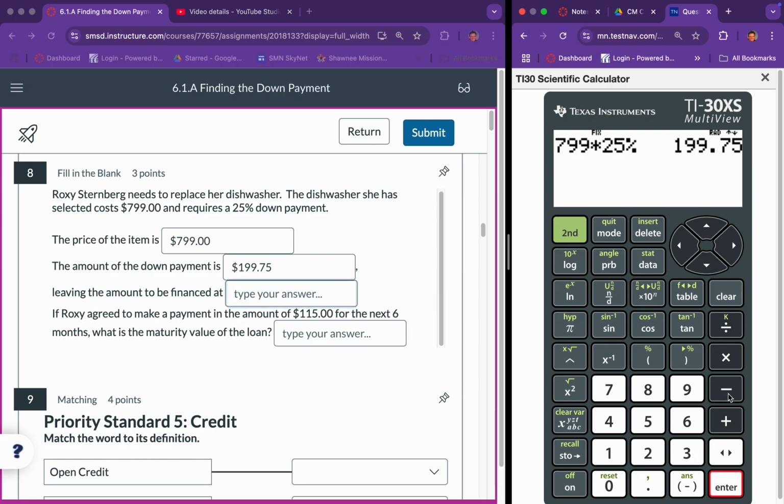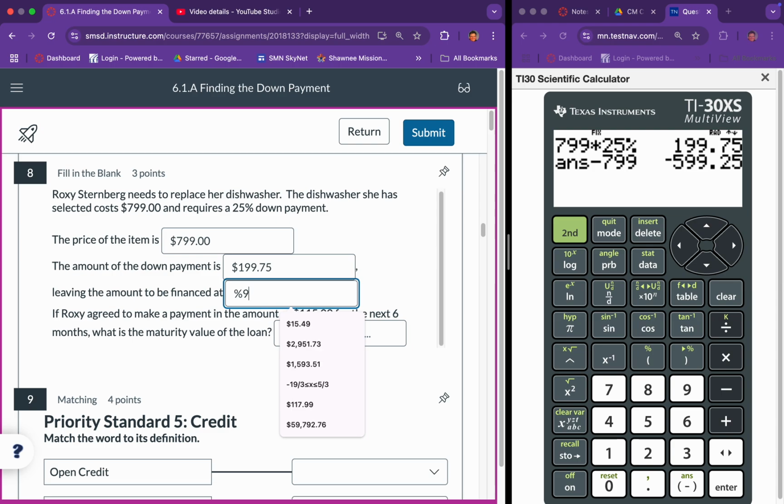So if we subtract the price of the item and ignore the negative sign, and we're only doing it in this order because this number was already on our calculator. It just keeps us from typing in more information. So what we still owe is $599.25. So don't know what happened there. Try that again.